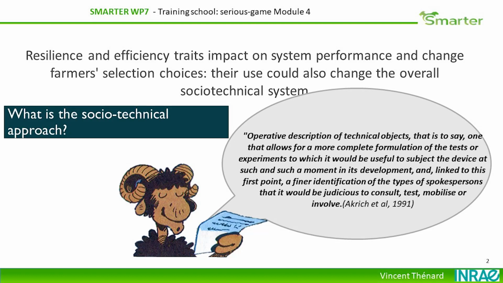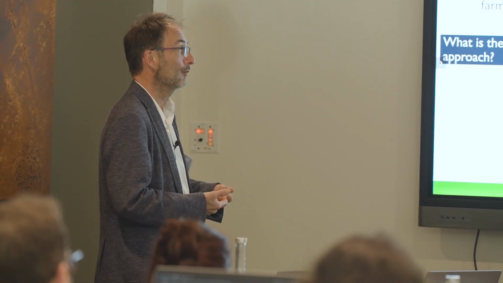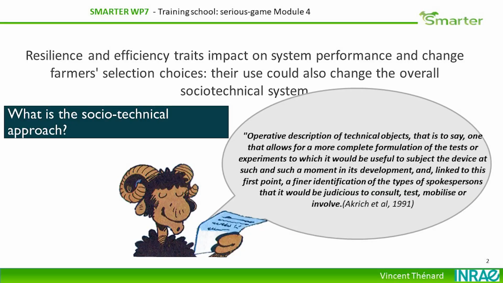So, Akrich explains that an operative description of a technical object, that is to say one that allows for a more complete formulation of the tests or experiments to which it will be useful to subject the device at such and such a moment in its development. And linked to this first point, a final identification of the types of spokespersons that it would be judicious to consult, test, mobilize, or involve.